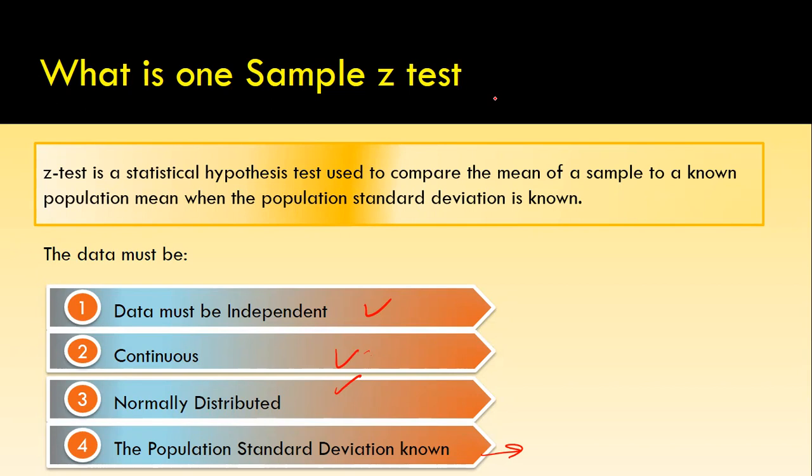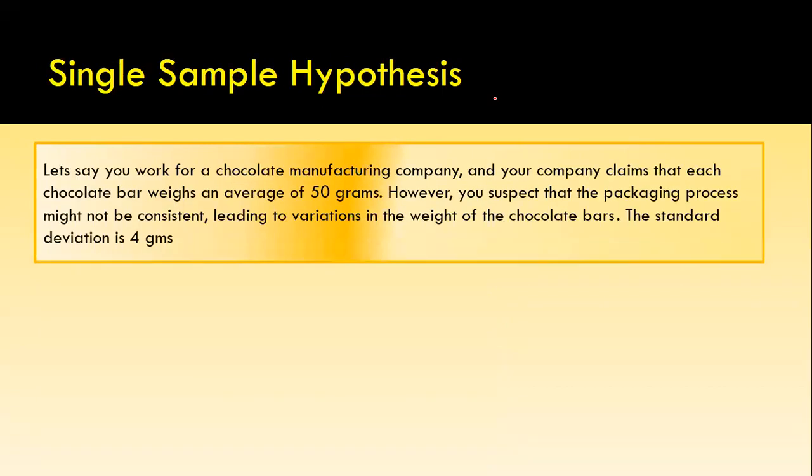But you need to keep one thing in mind. This one sample Z test works only if the data meets the assumptions of normality and independence. If the data given to you, or the population, doesn't follow these assumptions, the result of your test may not be accurate. That is what they say in statistics.